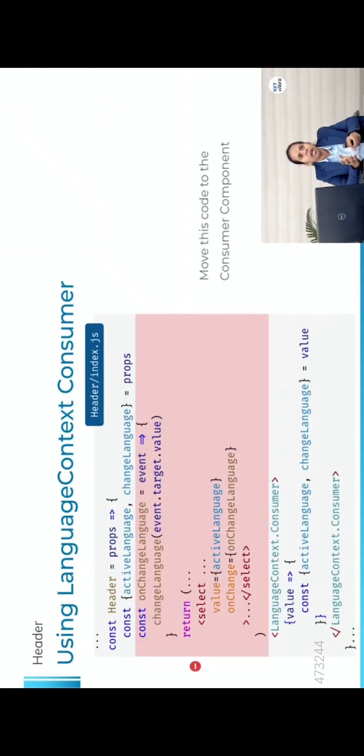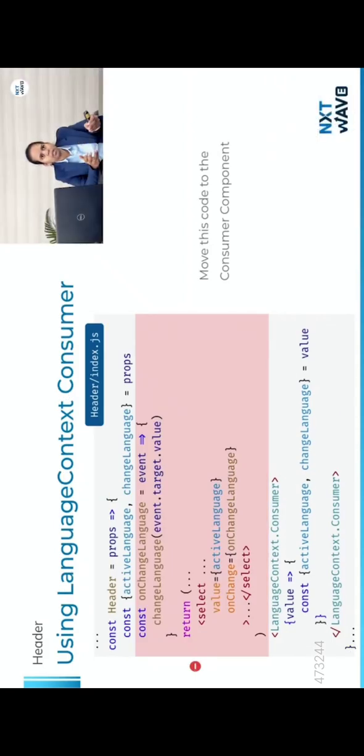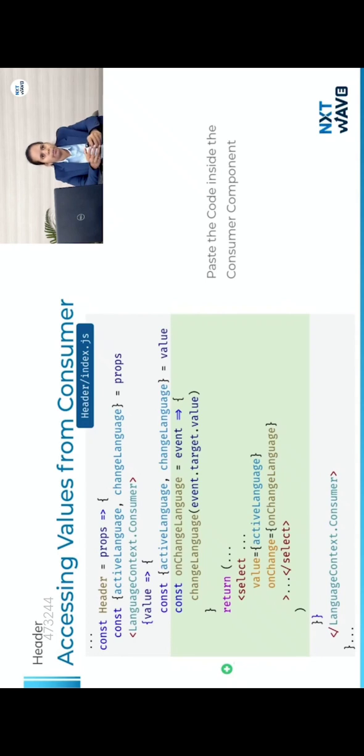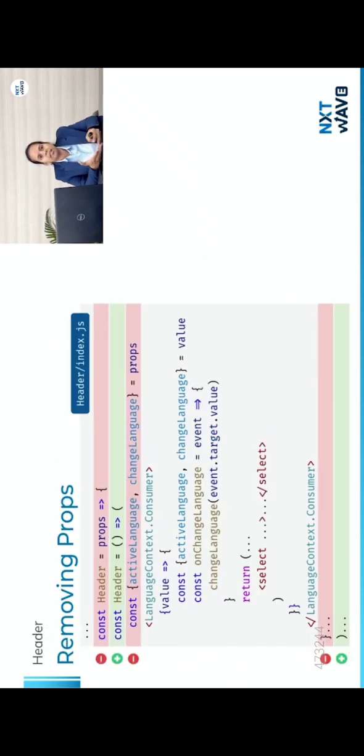So the code that is using the active language and change language is, firstly, the onChange handler where we are using change language, and the returned JSX part, where we are making use of active language. We are moving this into the consumer component. Okay, there you can see, right? Now there is no necessity of props, so let's just get rid of the props. There's no need of passing the active language and change language as props, so we are removing the code related to that, and also the props that are being passed as an argument are being removed.